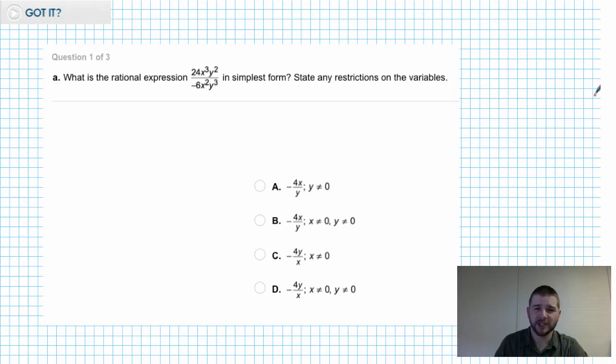And in terms of restrictions, just consider back to the original expression and find any values of x and y that would lead to a 0 denominator. Pretend you don't remember what I just did and make your selection from the choices below.